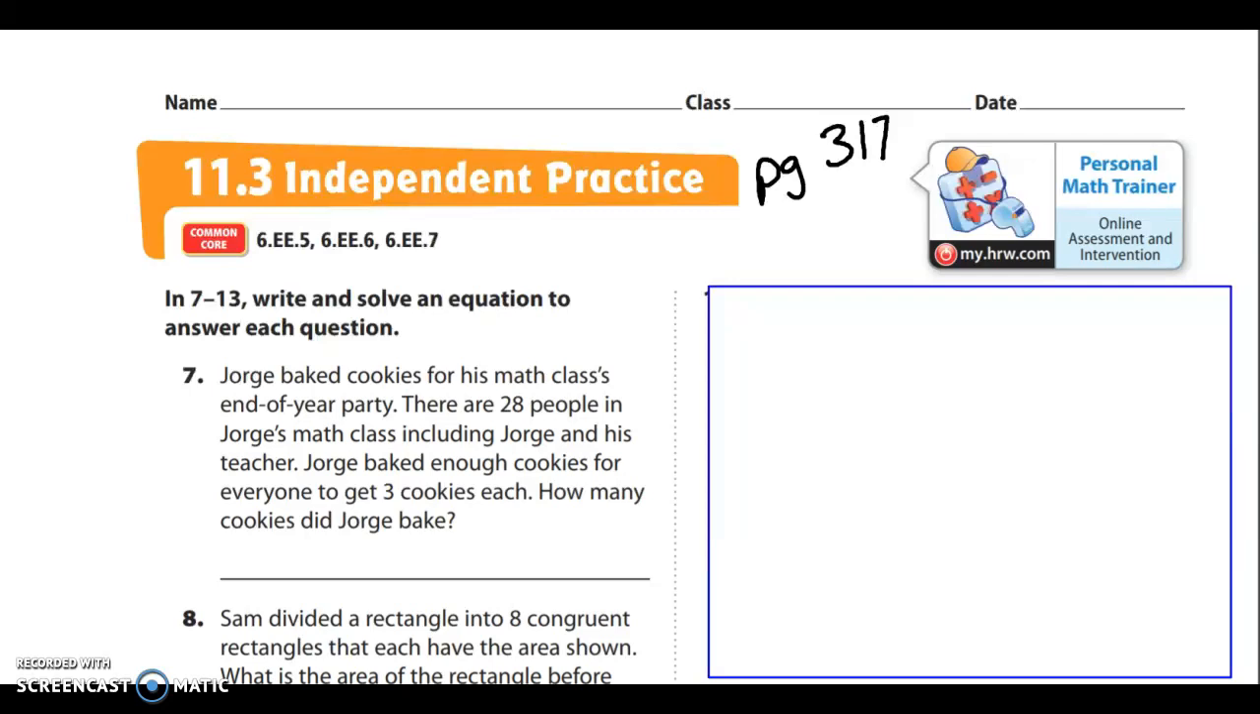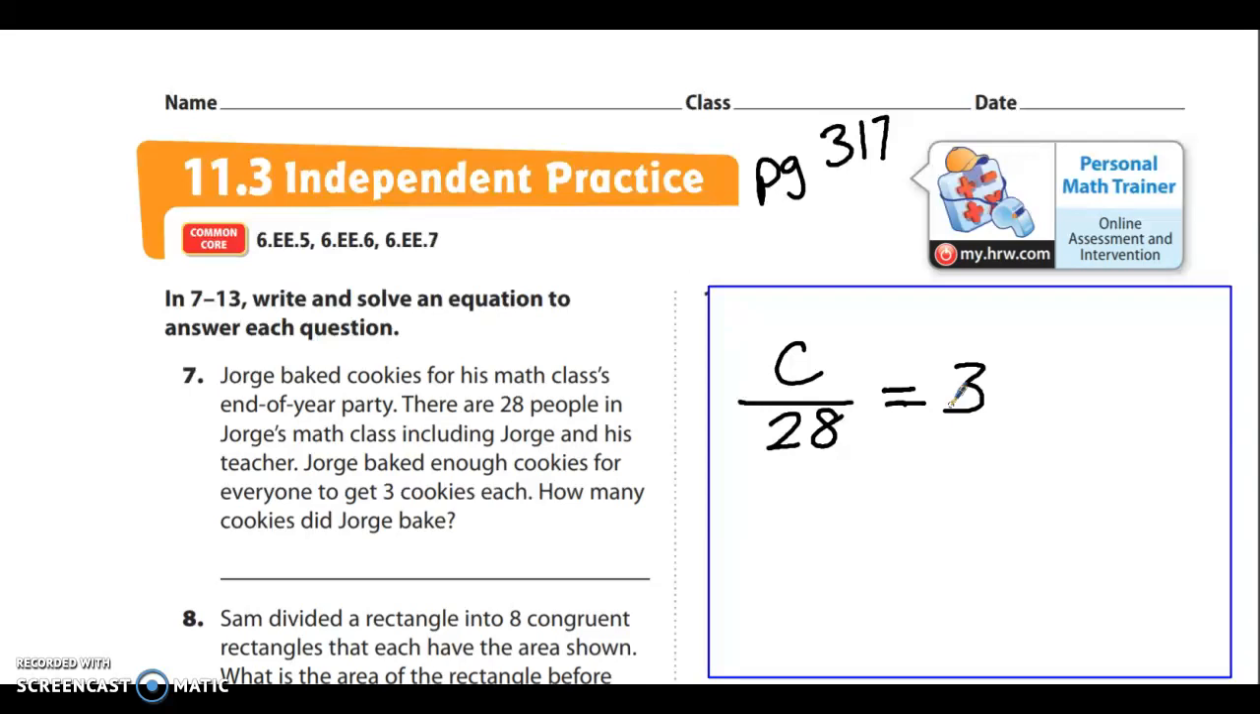So George baked a bunch of cookies. We're not sure how many, so C could represent the number of cookies. And then what we do is we take all those cookies and we divide them by the 28 people. So all the cookies get divided up equally by 28 people. It's not more than that because the 28 includes George and his teacher. And then the total everyone gets is 3. So the problem would be take all the cookies, divide by 28, and everyone gets 3 each.